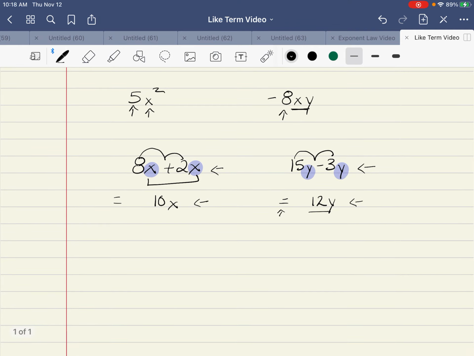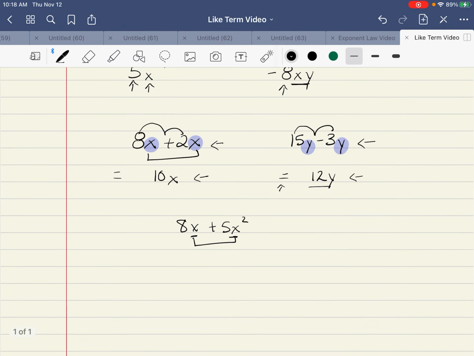Now, something like 8x plus 5x squared, you might think you could add these two. However, the terms are not like. One is x and one is x exponent 2. They have to be exactly the same. Either both have that exponent 2 or they don't. So that one stays put.